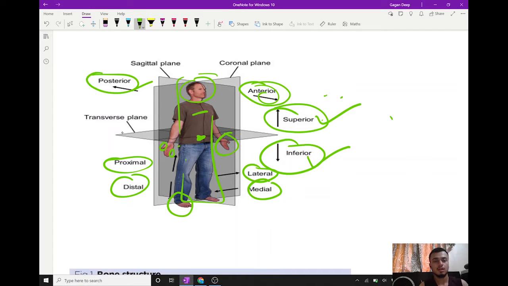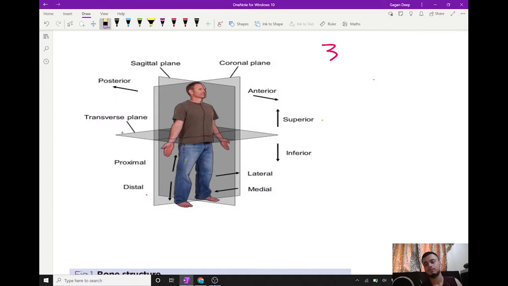So if we're going to talk about the thigh, what is it? It's close to it, so it's called proximal. Now, if I talk about the calf or the leg, where is it? It's on the distal end, right? So after covering the anatomical position of the body, I hope it is clear.